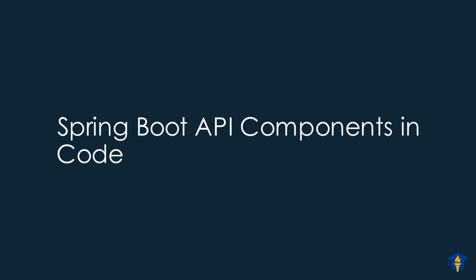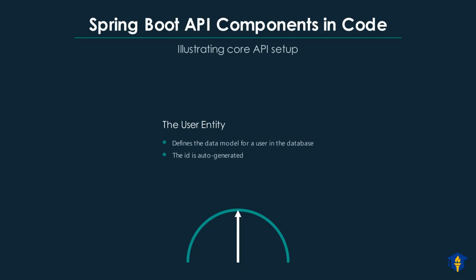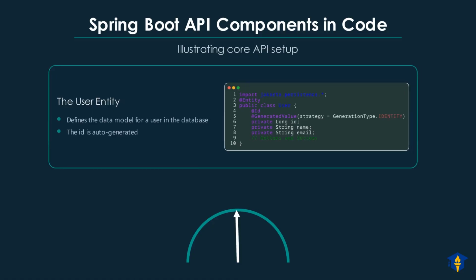Let's examine the actual code for the core components of our Spring Boot API. We will illustrate the essential setup for a functional and well-structured API. Here we see the user entity, which defines the fundamental data structure for a user. This entity defines the user data model in the database, with the ID field automatically generated. This code snippet outlines the user class, including fields for ID, name, and email.